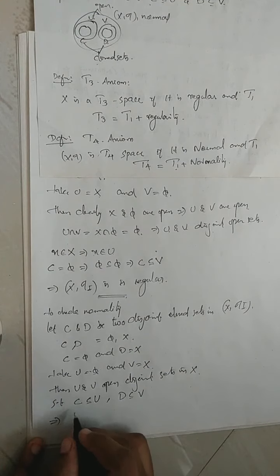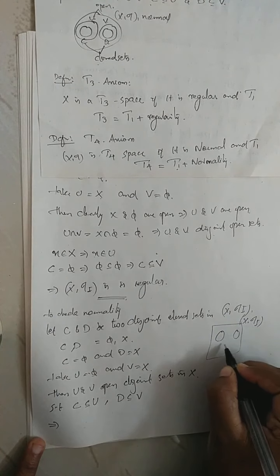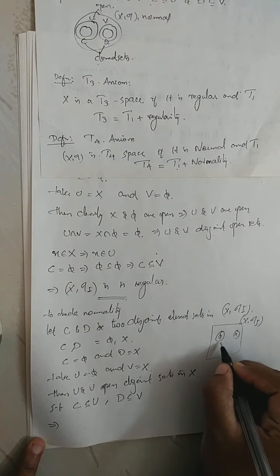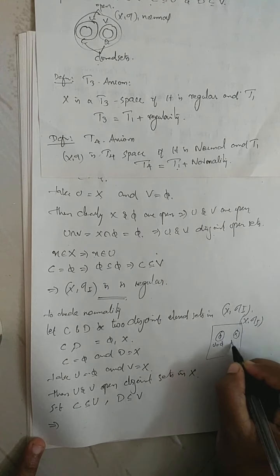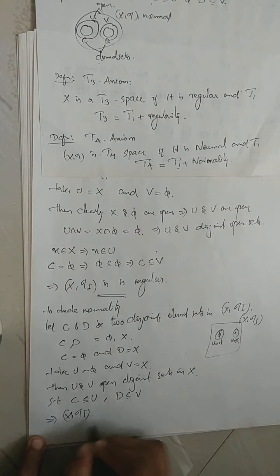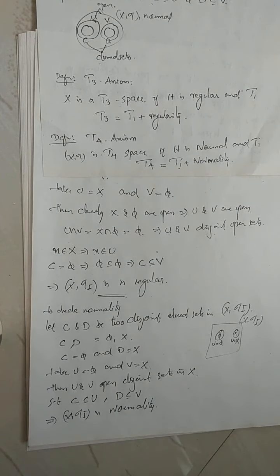So in the indiscrete topology, if you consider two closed sets C and D, where one is the empty set and one is the whole set, then you take U as the empty set and V as X, and those are the corresponding disjoint open sets containing the disjoint closed sets. So the indiscrete topology is normal. Even though it is not T4, it is normal. So the indiscrete topological space is an example of a normal and regular space, but not T3 and T4.